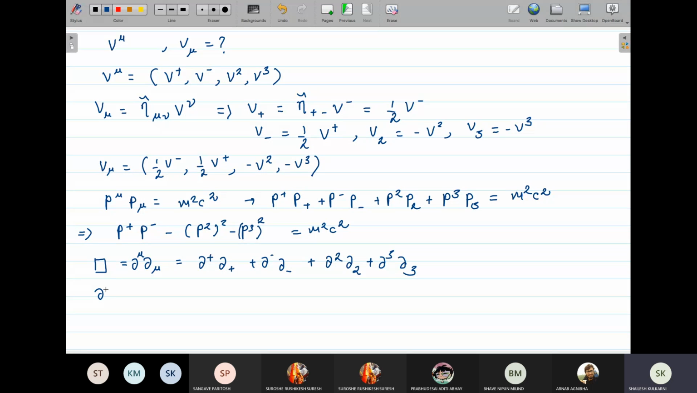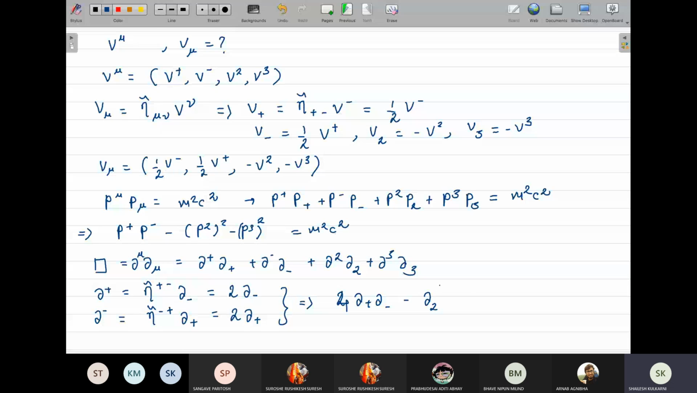Let us try to evaluate what is del upper plus. Del upper plus will be eta tilde plus minus del lower minus. So eta tilde plus minus is twice, so it is twice del minus. Similarly del upper minus will be eta tilde minus plus del plus, so it will be twice del plus. So this term will become 4 times del plus del minus, minus del 2 square minus del 3 square. So this will be your d'Alembertian version, and hence you can use this to form the Klein-Gordon equation. That we will see later. It's easy.